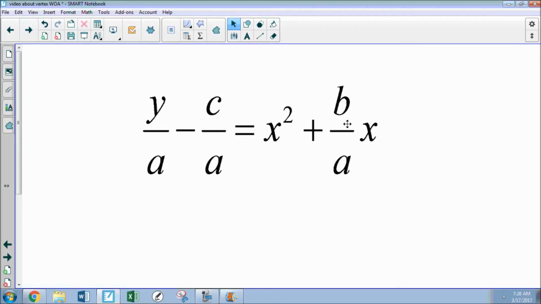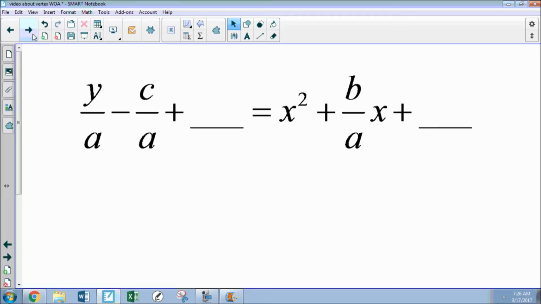So here we go. Now what we have to do is think, how do we complete the square on the right side? What is the number that I could put into the blank so that the right side is a perfect square trinomial? Well, the technique that we've talked about is we always want to take half of the middle term and square it.